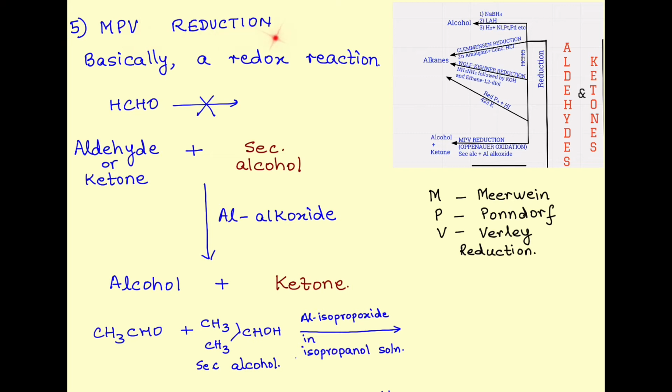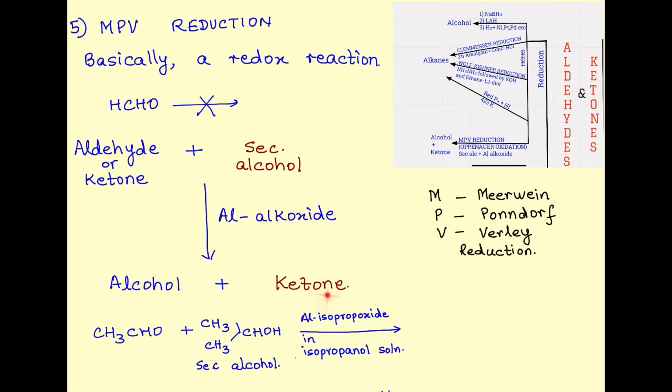M for Meerwein, Ponndorf, Verley reduction. Please pardon my pronunciation if I have gone wrong anywhere. What is this MPV reduction? It's basically a redox reaction. What is this reaction? Wherein we treat an aldehyde or a ketone with a secondary alcohol in the presence of aluminium alkoxide to give us an alcohol and a ketone.